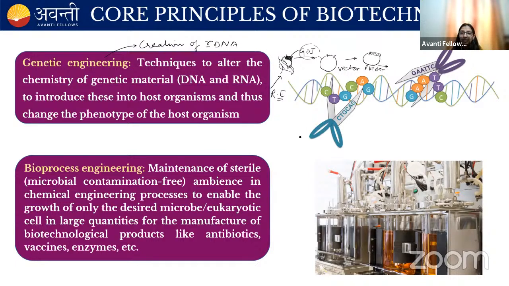When this recombinant vector or recombinant DNA is inserted into the host organism, and as the host reproduces, the number of this recombinant DNA also increases in the host cells, so that we can easily extract the product from the host cell. So this is the main role of genetic engineering. Bioprocess engineering is also known as chemical engineering, because we create sterile conditions for the production of a large number of desired microbes or host cells.